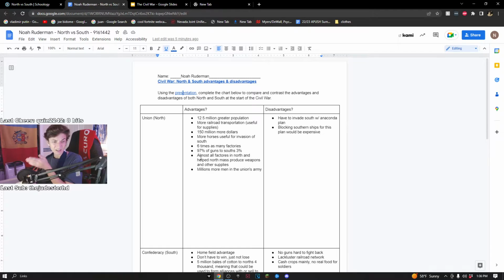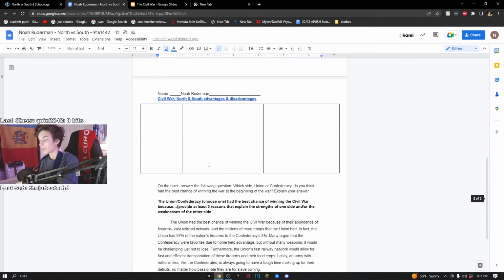They have 97% of the nation's firearms, so they could just be blasting those Southerners. Boom, boom, boom, get that Confederacy out of here. You feel me? The main disadvantage they had was money, honestly. Because it would cost a lot of money, but at the same time, an advantage was their money. So it kind of cancels out, which is bringing me to the point here that I want to make.